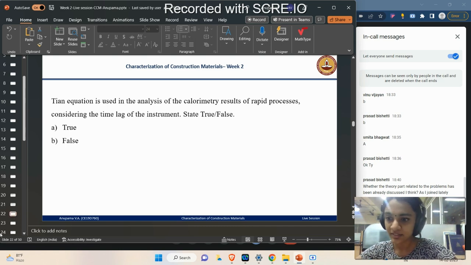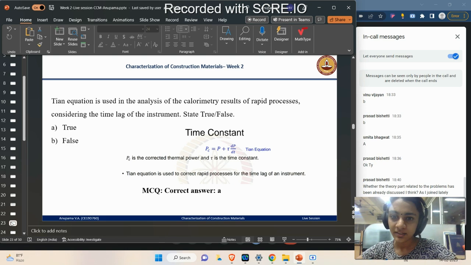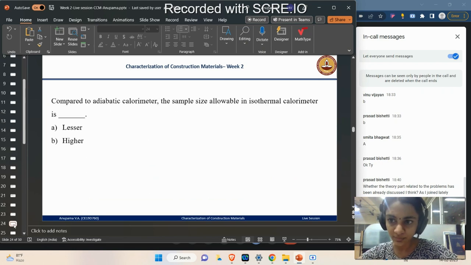I thought it's a pretty easy question. Okay. So the correct answer is true. So the time constant, this is a Tian equation. So this equation is used to correct the rapid processes for the time lag of an instrument. It's used in the case of rapid processes, and whenever there's a time lag of an instrument, we have to take that into account. And taking that into account is a Tian equation. Okay. So let's move to the next question.